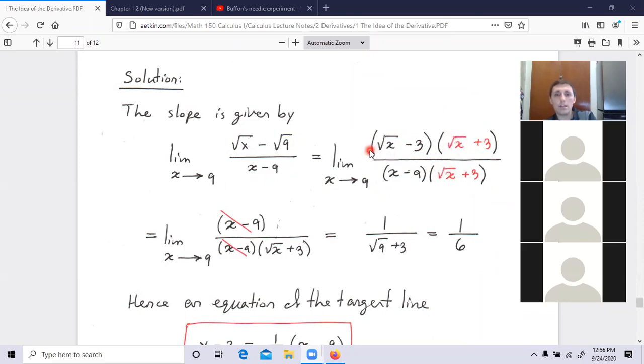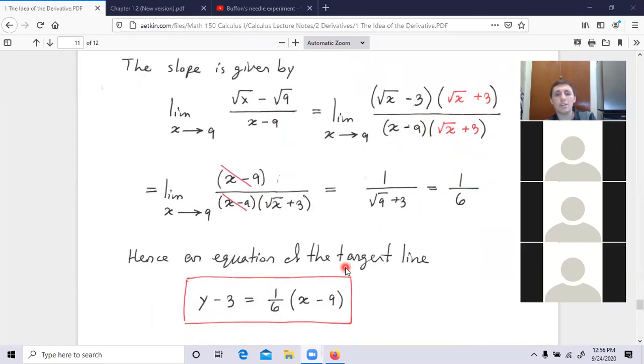And so when you do that, the numerator becomes x minus 9. x is positive. If x goes to 9, x is positive. So root of x times root of x is simply x, minus 3 times 3 is minus 9. So we have this expression, then we can cancel it out. We are left with 1 over root of x plus 3. And when I push x towards 9, it's root of 9 plus 3, or 3 plus 3 in the denominator, which is 1 over 6, which means my equation is y minus root of 9 equals 1 over 6 times x minus 9. Do you get it?